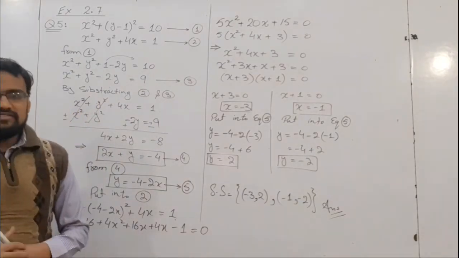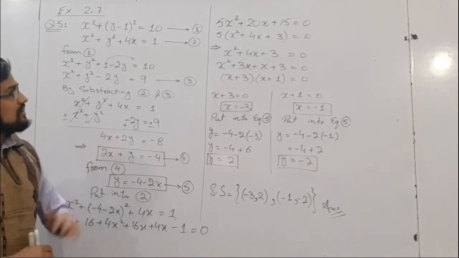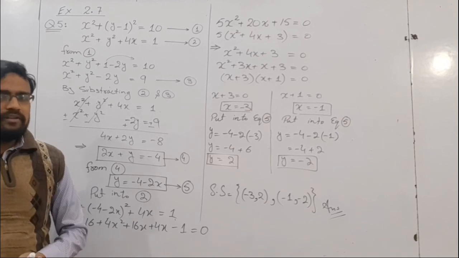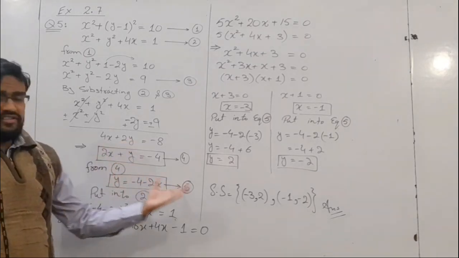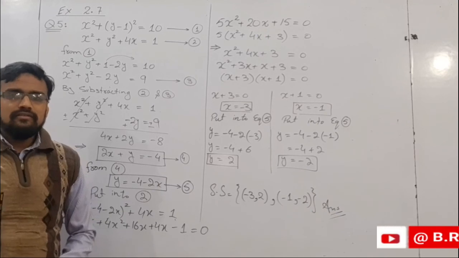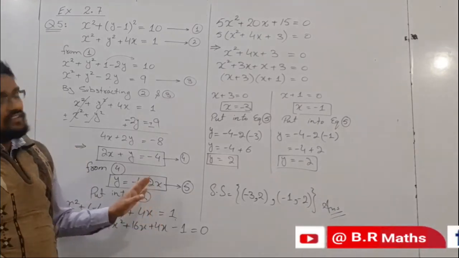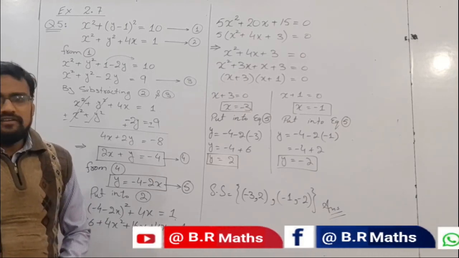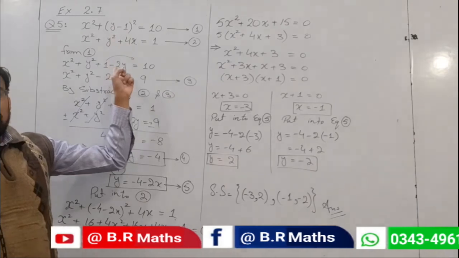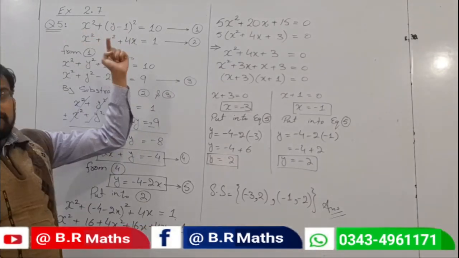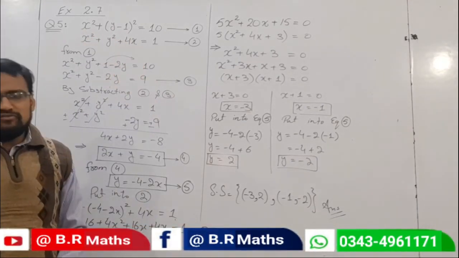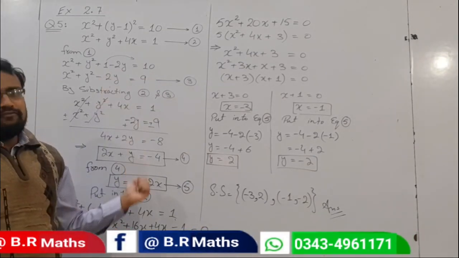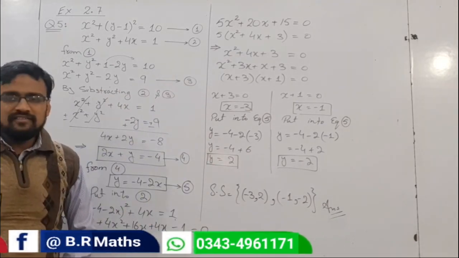Students, this is a very important question of the second case of simultaneous equations in two variables. I hope you understand it. This is the second most important case of simultaneous equations in which both are non-linear. The one hint is that the coefficient of x square and y square in both equations is the same, so we subtract and form a linear equation and then solve it.